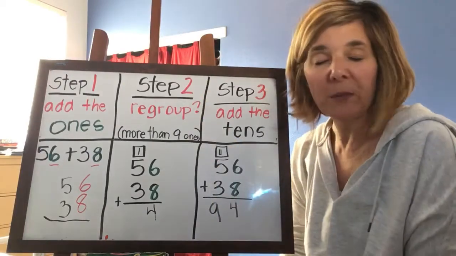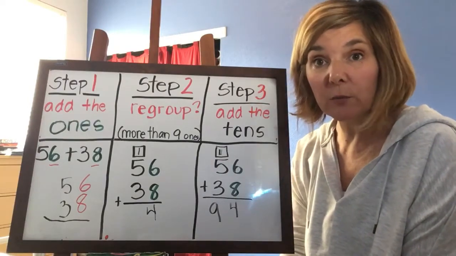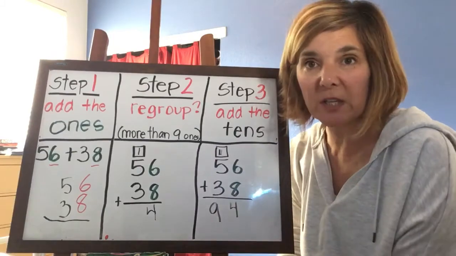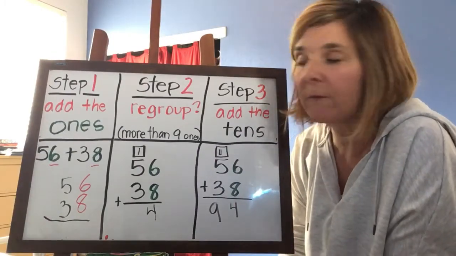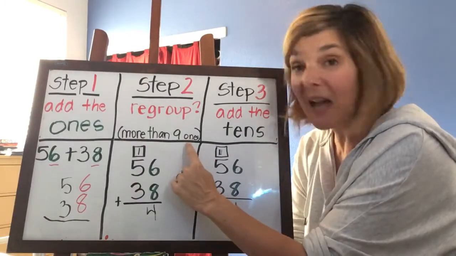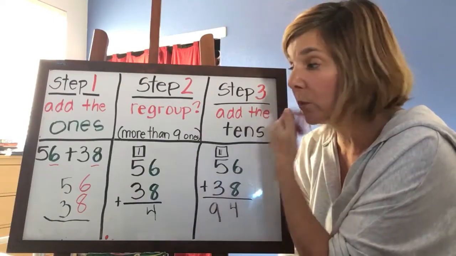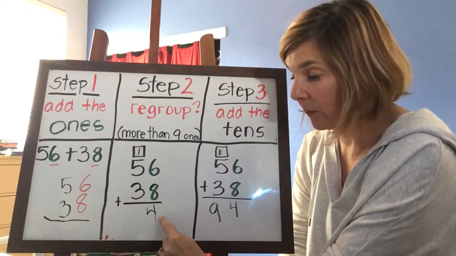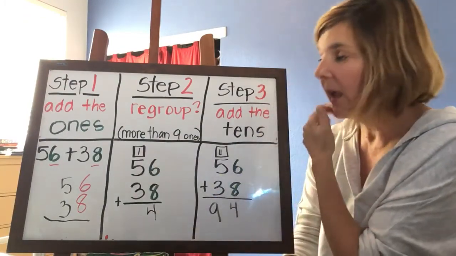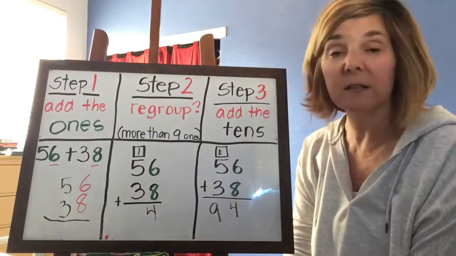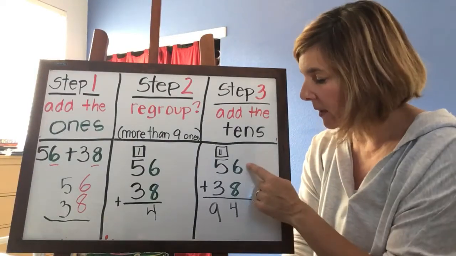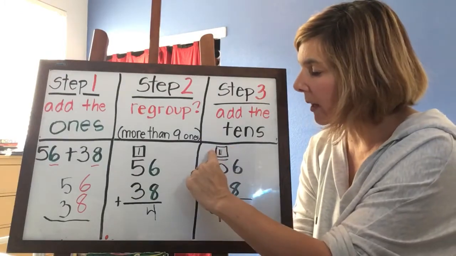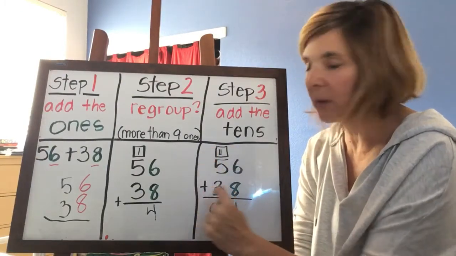Step 2, let's go to our ones and see if we need to regroup. We did need to regroup. 6 plus 8 is 14. 14 is 1 group of 10 and 4 ones. If you have more than 9 ones, you have to regroup. So we did, we regrouped. Okay, so we had our ones here. We brought our 4 here and our 1 up there. And the last step is to add the tens. Okay, 6 plus 8 was 14. We regrouped that 1. And now we're going to add 1 plus 5 plus 3.